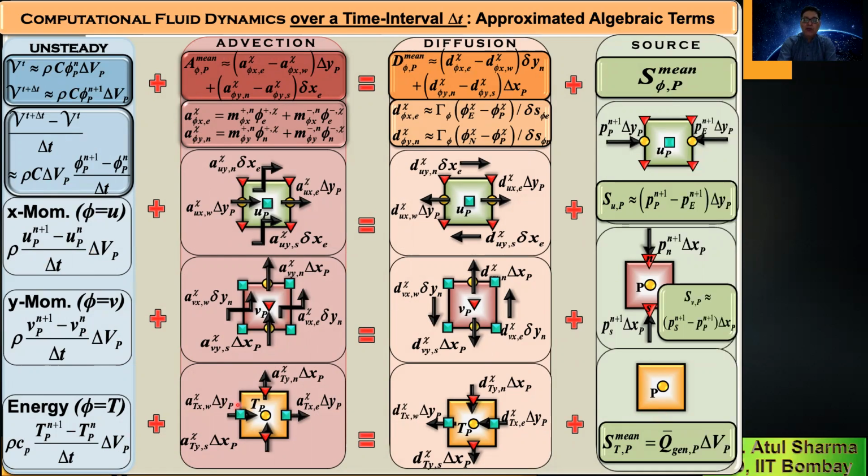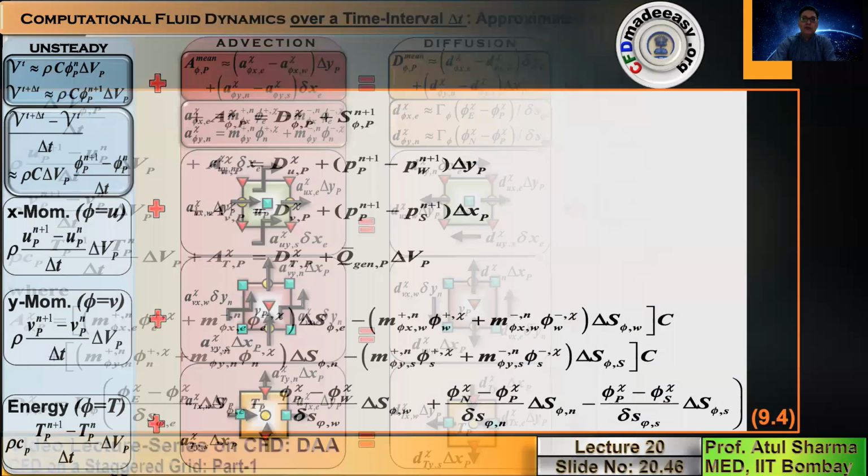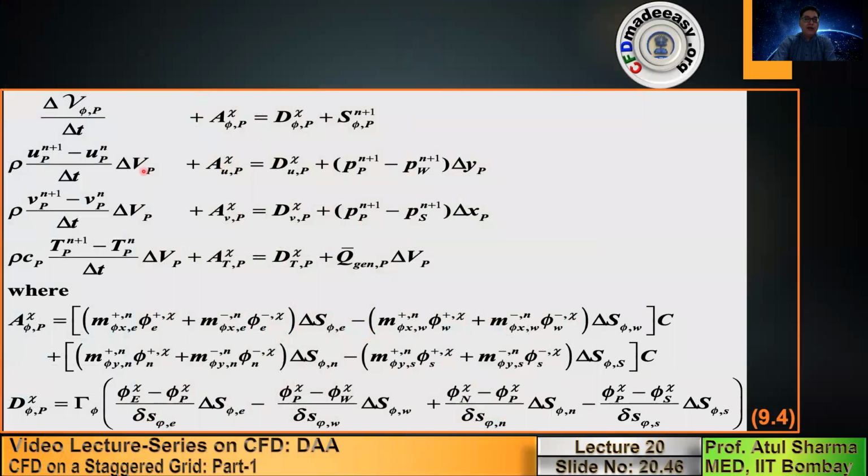This yellow control volume we also use for mass conservation. For the mass fluxes, you don't need any interpolation for these normal velocities in this yellow control volume. But note that we need the linear interpolation for the mass fluxes in this red control volume and green control volume. This is the final algebraic equation that you can derive. So this is the physical law and discrete math based finite volume method for a staggered grid.